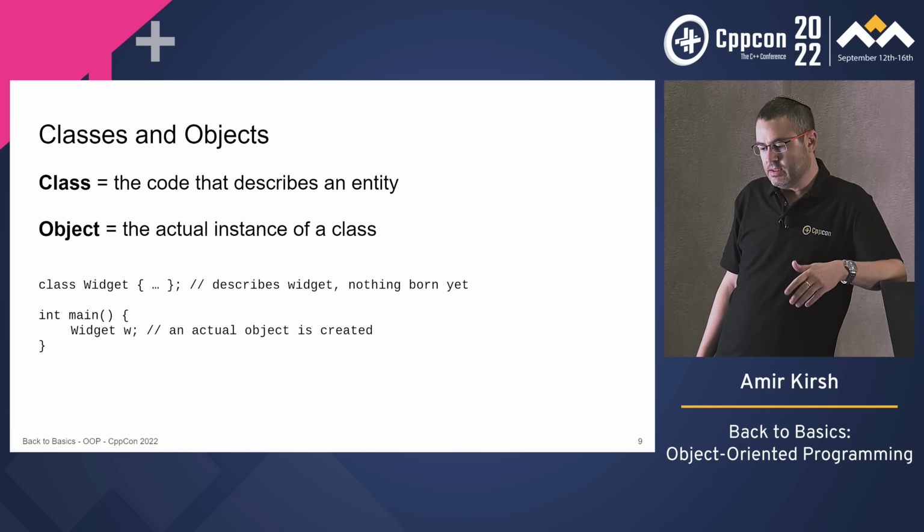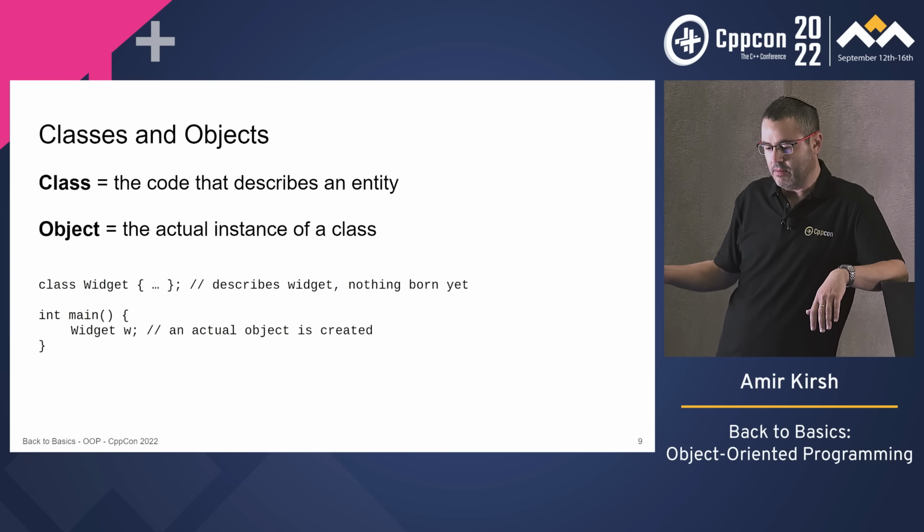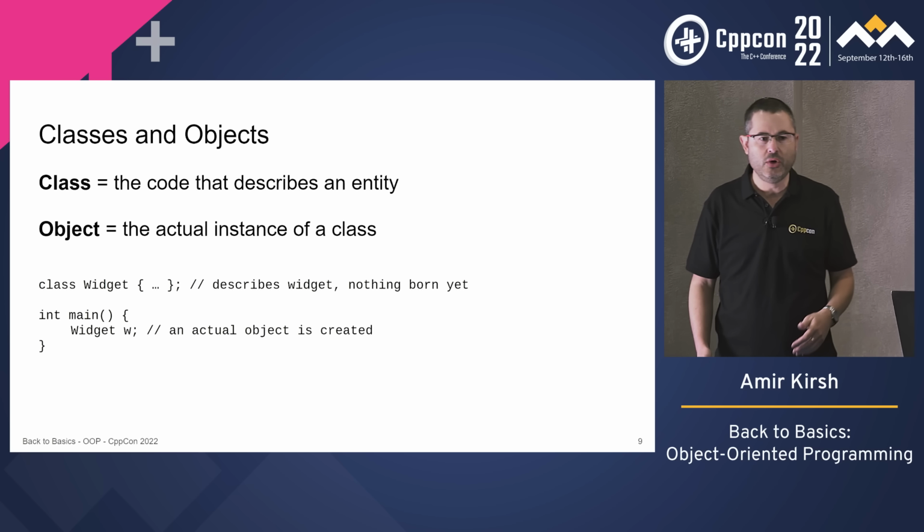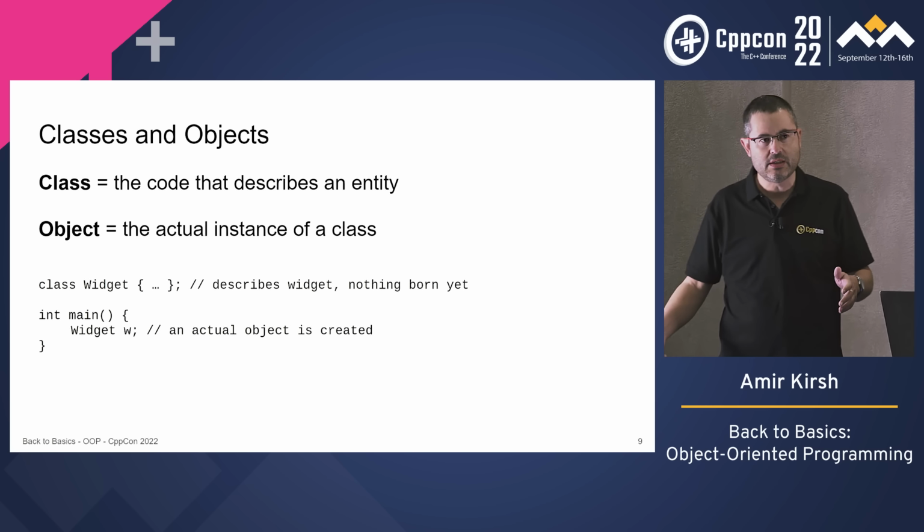Classes and objects. A class is the code that describes an entity. The object is the actual instance of the class. For example, we have a class Widget, and we have in our main a Widget object. So w is an instance of Widget. This is how we do it in C++.